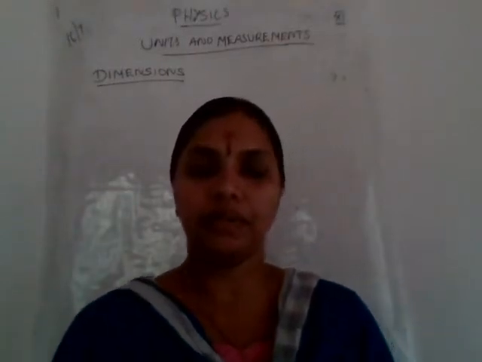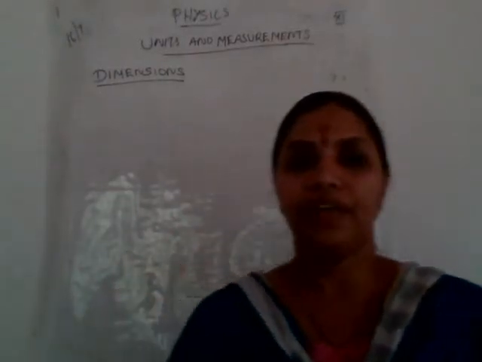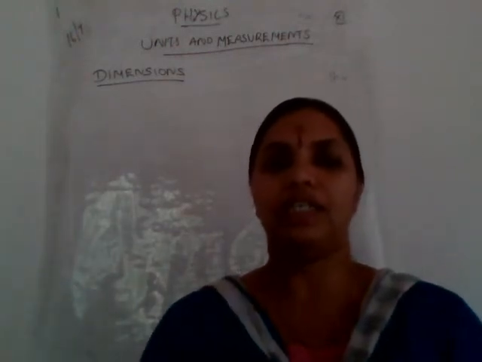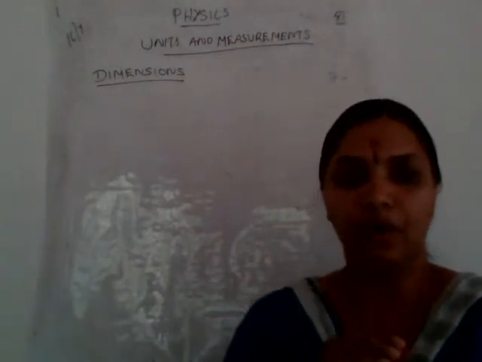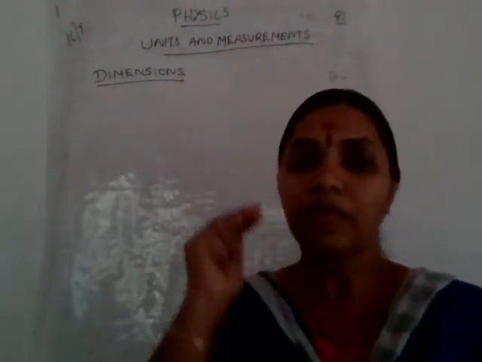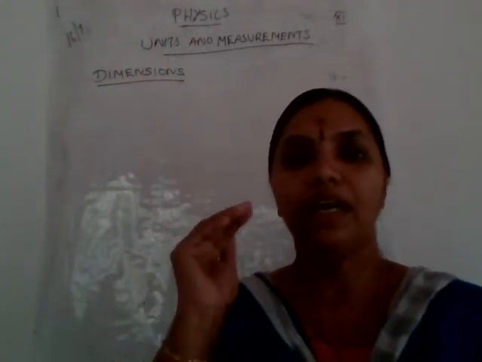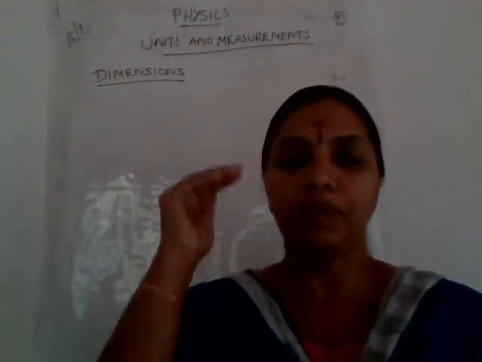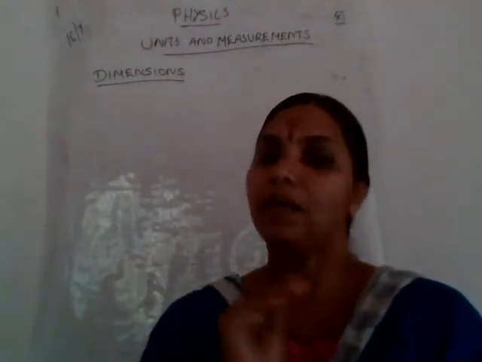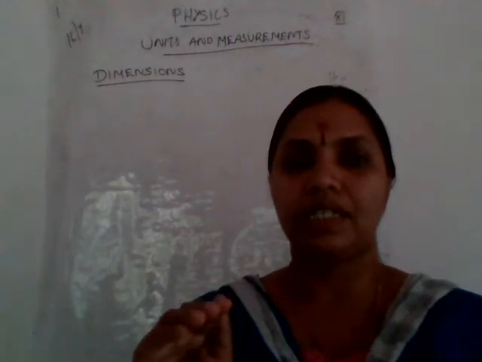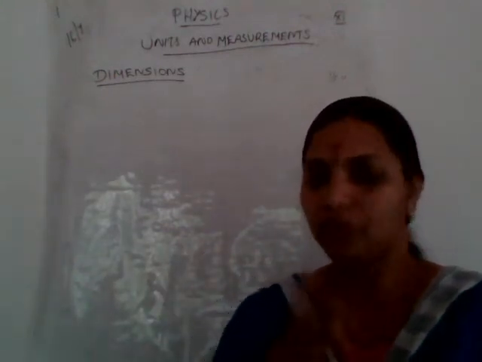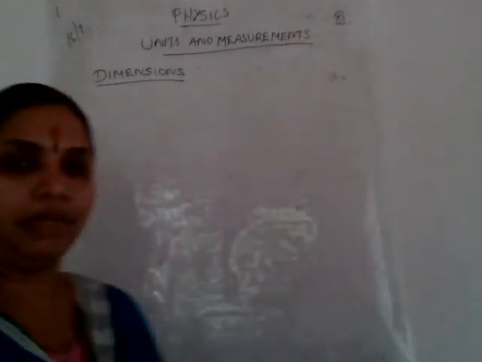Next, we have to discuss the dimension of a physical quantity. So what is the dimension of a physical quantity? Dimension of a physical quantity is the representation of how much power a fundamental quantity must be raised to represent a physical quantity completely. That is known as its dimension. I'll explain with an example, then it will be clear.